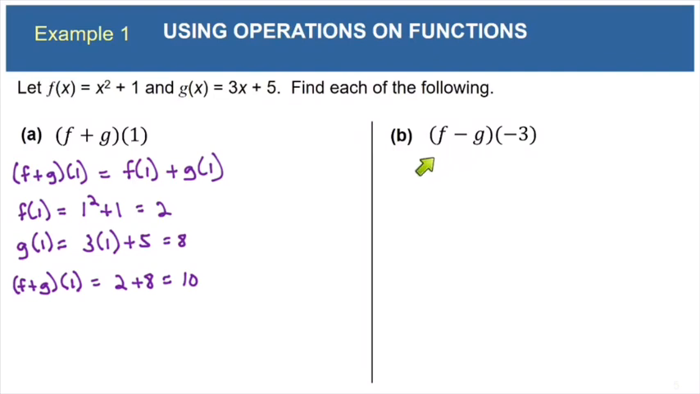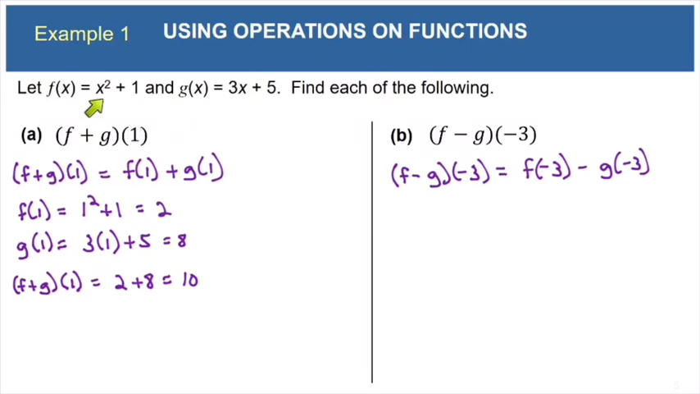Now let's look at part B. So here we have f minus g of negative 3. Well, using the definition that we got a couple of slides back, we can say that f minus g of negative 3 is equal to f of negative 3 minus g of negative 3. Okay, so we just need to figure out what each of these values is and then subtract them.